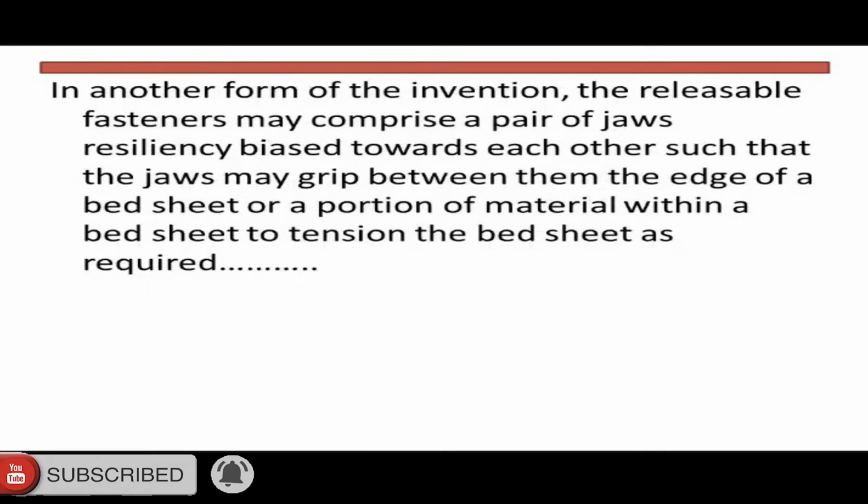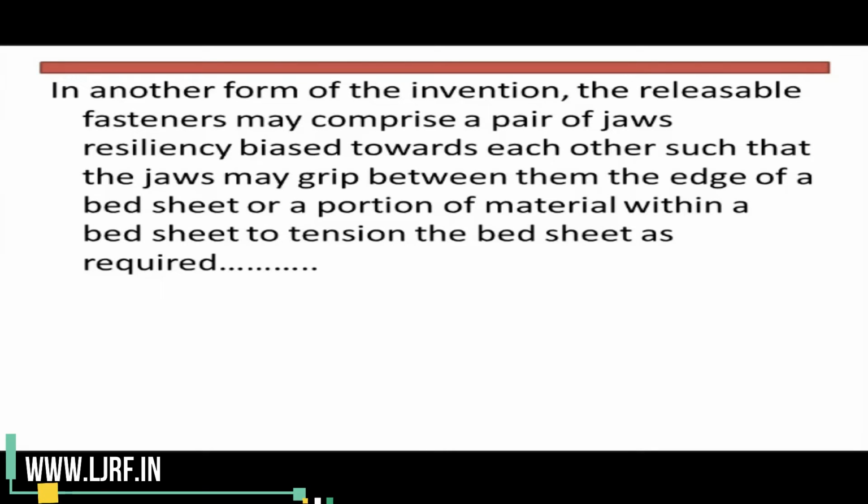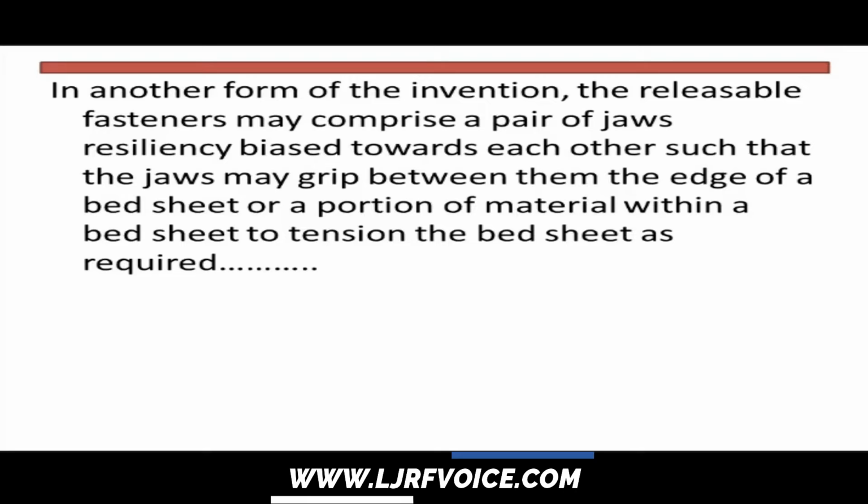Moving further with this, you have further description of the invention. In another form of the invention, the releasable fasteners may comprise a pair of jaws resiliently biased towards each other, such that the jaws may grip between them the edge of the bed sheet or a portion of the material within the bed sheet to tension the bed sheet as required. The only thing I wanted to convey to you is this is how one of the easiest specifications would read.